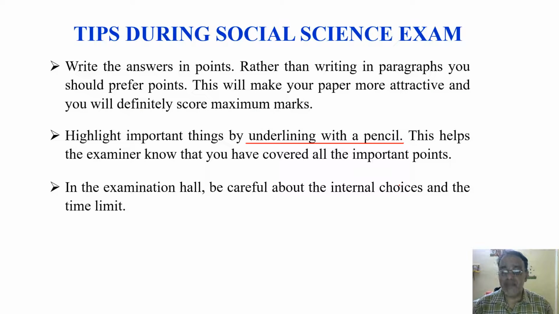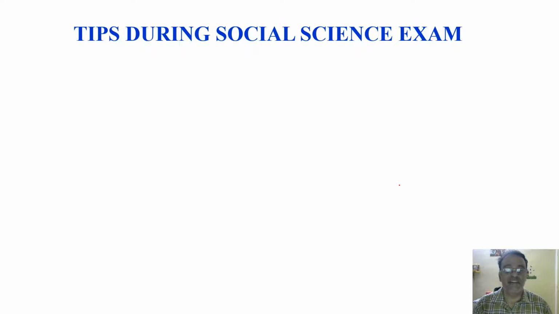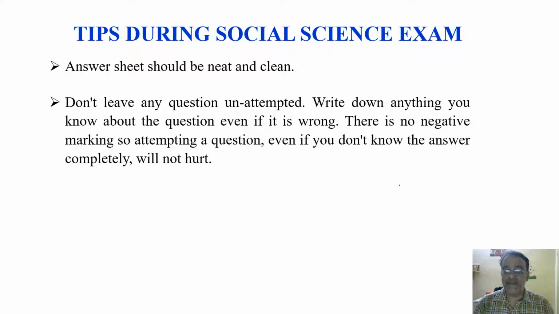And in the examination hall, be careful about the internal choices and the time limit. Sometimes children complete both questions, so you have to be very careful about internal choice. Answer sheet should be neat and clean. Don't leave any questions unattempted. Write down anything you know about the question even if it is wrong, because there is no negative marking, and if you attempt, there will be no loss. There is no negative marking, so attempting a question even if you don't know the answer completely will not hurt.